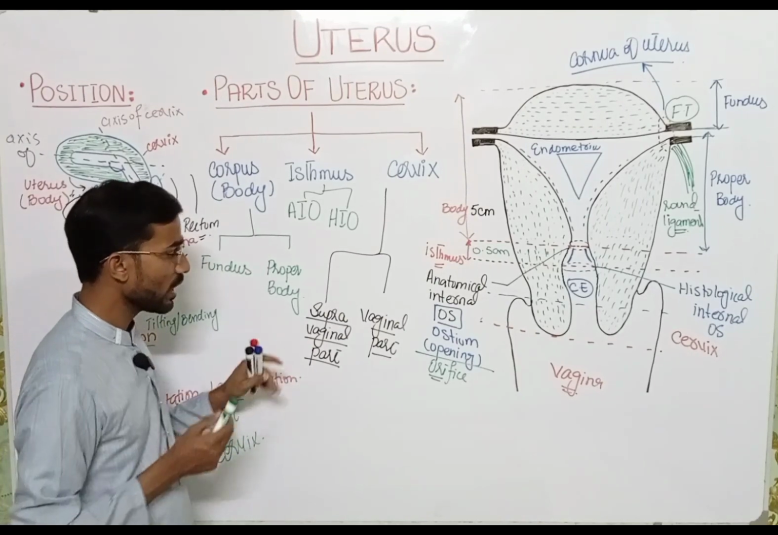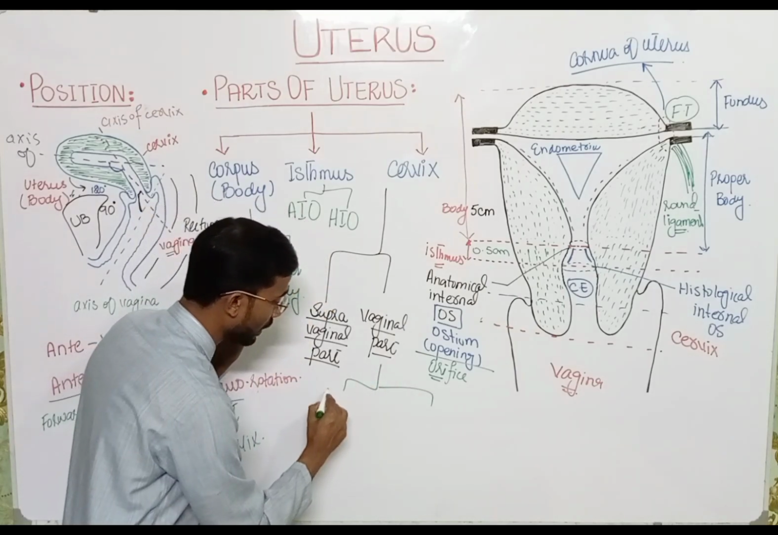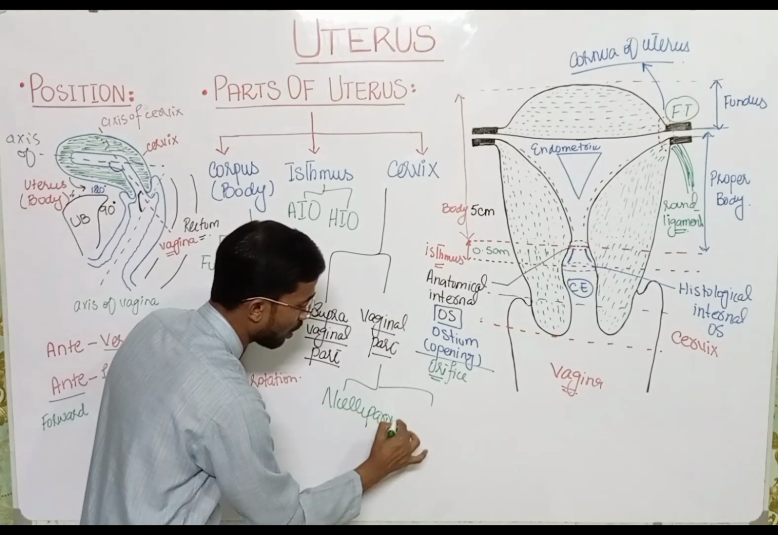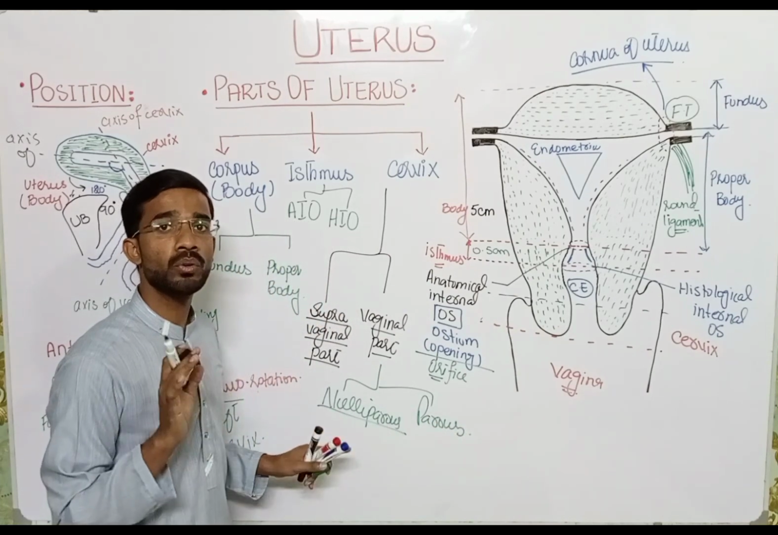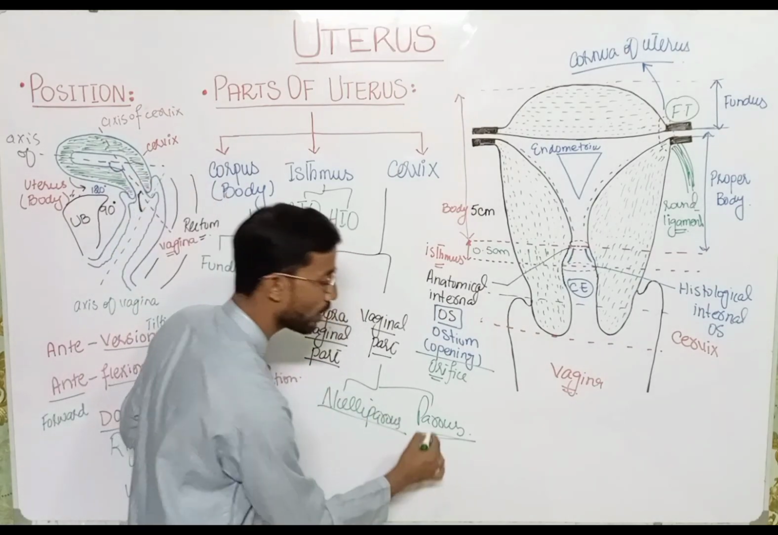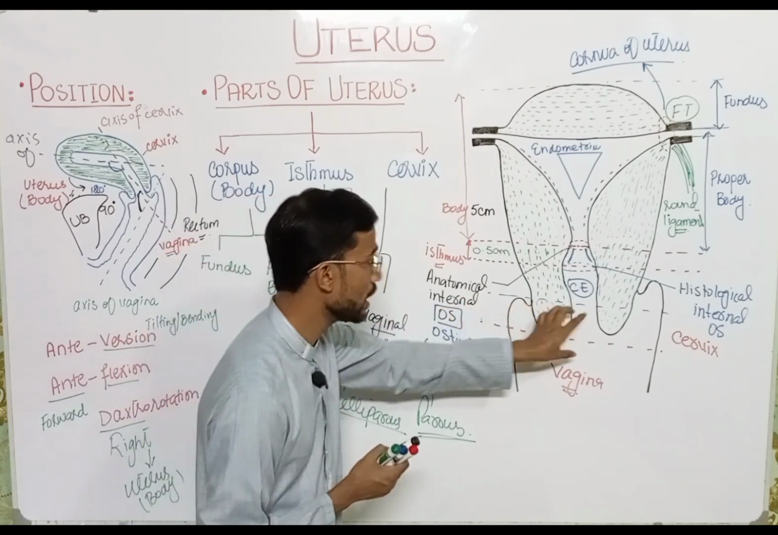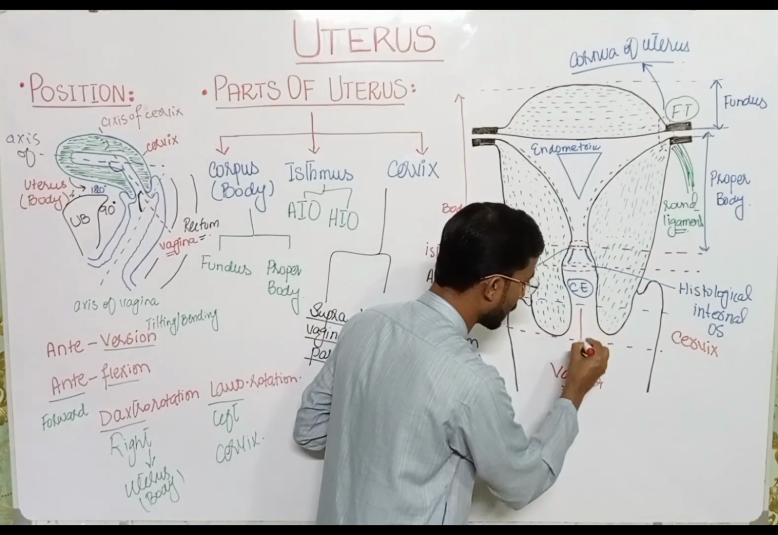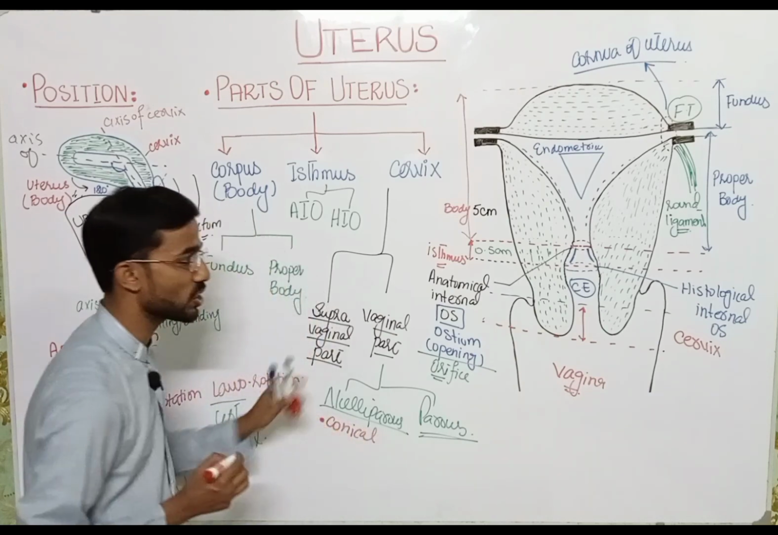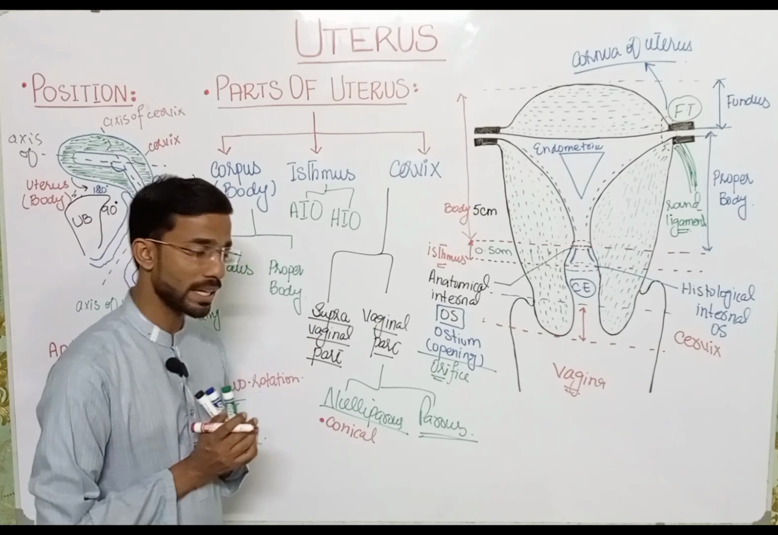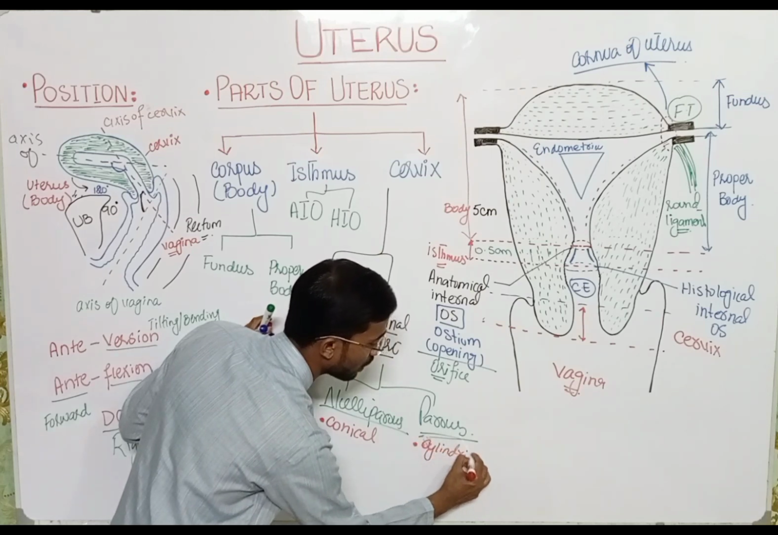If we see the vaginal part, we see it in the nulliparous and the parous women. Nulliparous means those women who have not had any pregnancy, and parous means those who have had pregnancy. In the nulliparous, this is the vaginal part of the cervix. The shape of the vaginal part of the cervix is conical in the nulliparous, and in the parous woman you will see the shape become cylindrical.